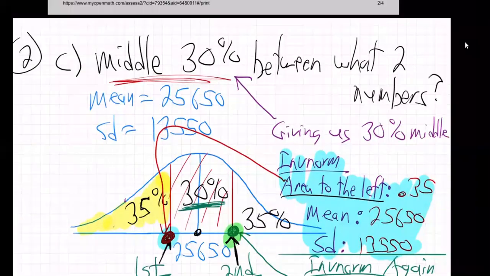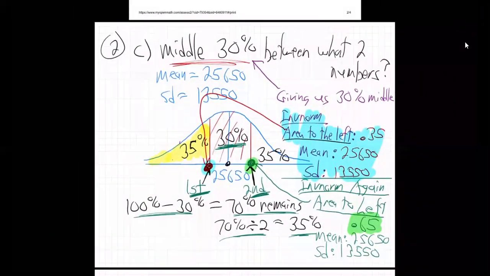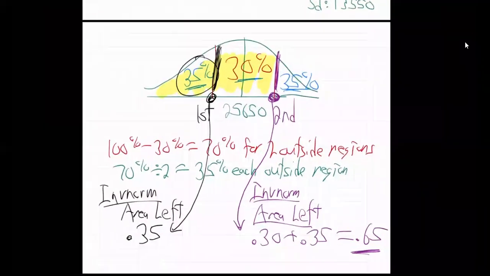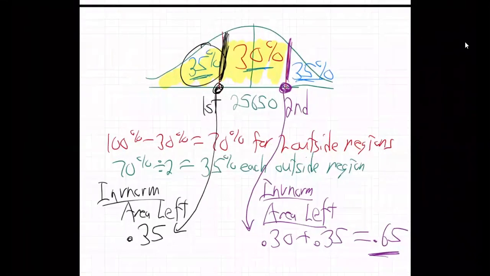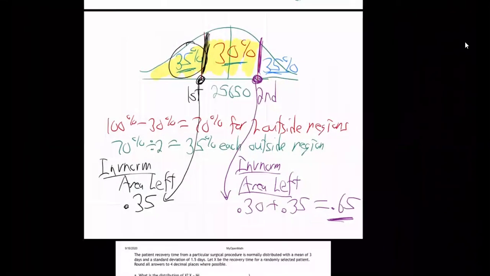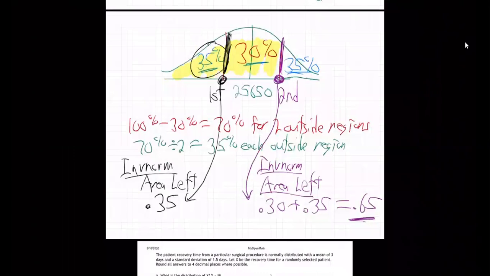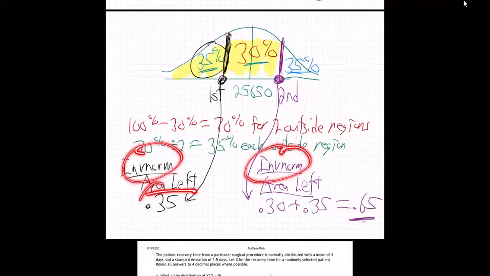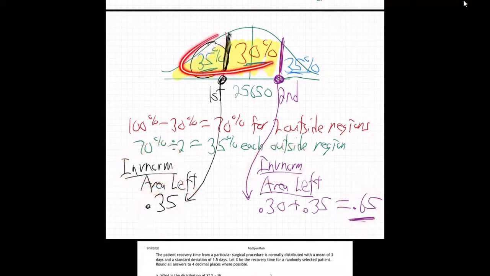So any other questions on this, is this making sense then? How we find the spots around the middle 30%. We always have to calculate the area. We have to use inverse norm on our calculator twice, and both times you got to give it the area to the left. So that would be 0.35 is the area to the left of the first spot, and 0.65 is the area to the left of the second spot.